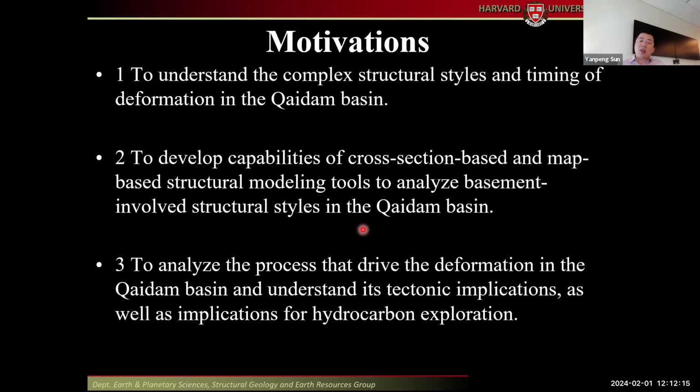And finally, we also want to analyze the process that drives deformation in this basin and to understand tectonic implications. Of course, I'm not going to cover this in detail, but this study also has implications for guiding some of the hydrocarbon exploration efforts in the basin.